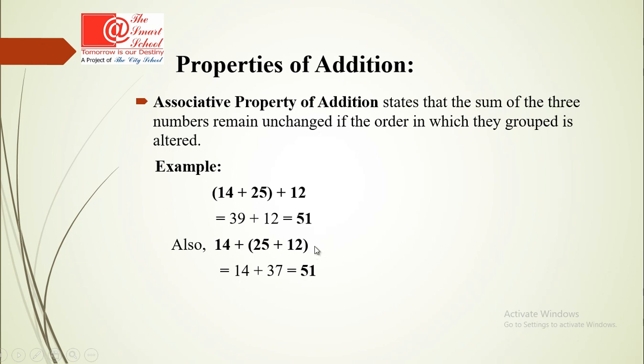And here if we make an association between 25 and 12, its answer is 37, and when we add 14 to it, the answer will remain 51. Now you can see both the answers are the same. It means the associative property of addition is proved.